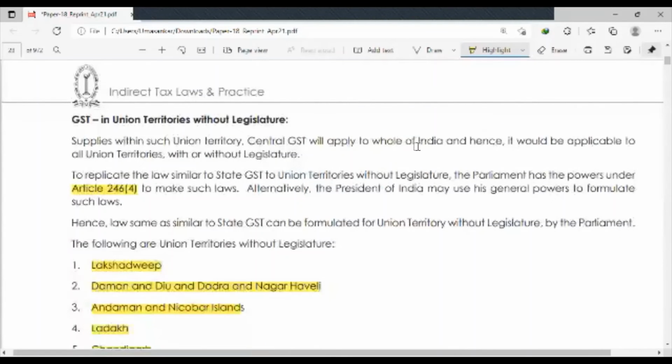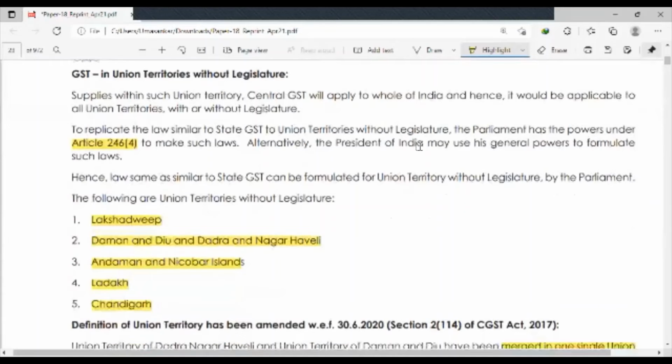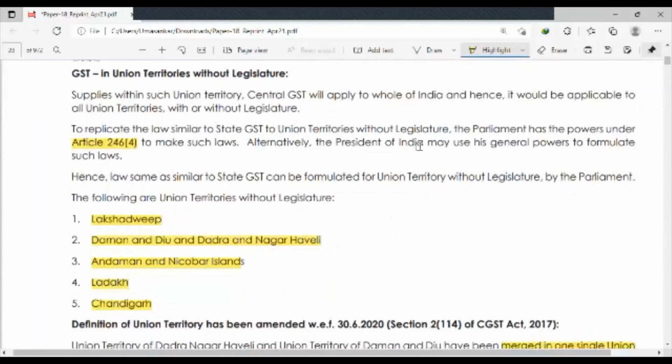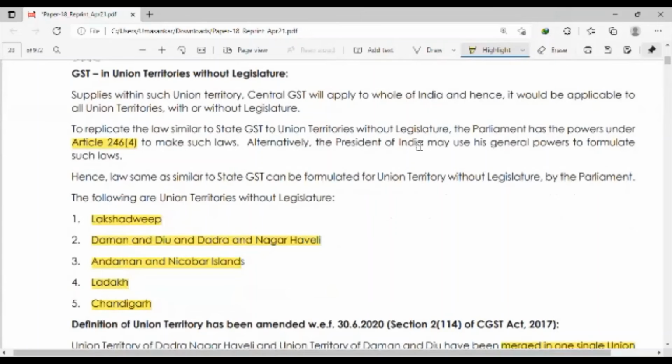Now, GST in union territories without legislatures. Out of 8 union territories, we have reduced 3, so only 5 remain. In these 5 union territories, we don't have a state legislature. So the UTGST Act will be applicable, and when there is an intrastate supply, we will charge CGST and UTGST. If there is interstate supply, we'll charge IGST. Okay, so which are those 5 union territories? Lakshadweep, Daman and Diu and Dadra and Nagar Haveli, Andaman and Nicobar Islands, Ladakh, and Chandigarh.